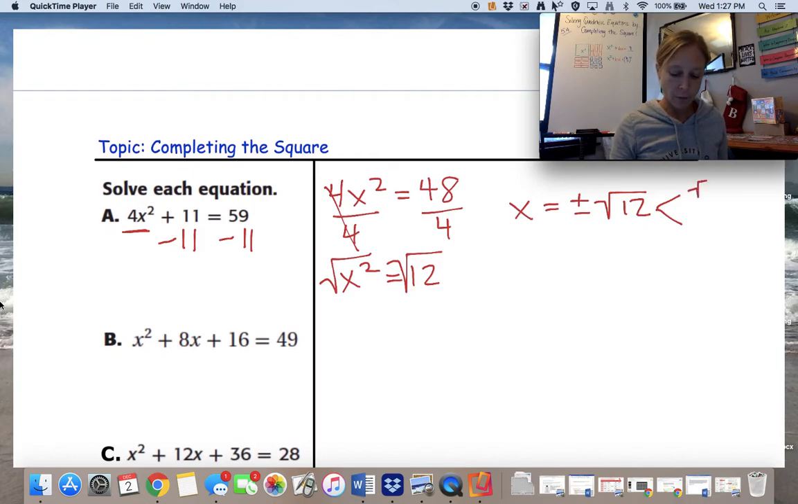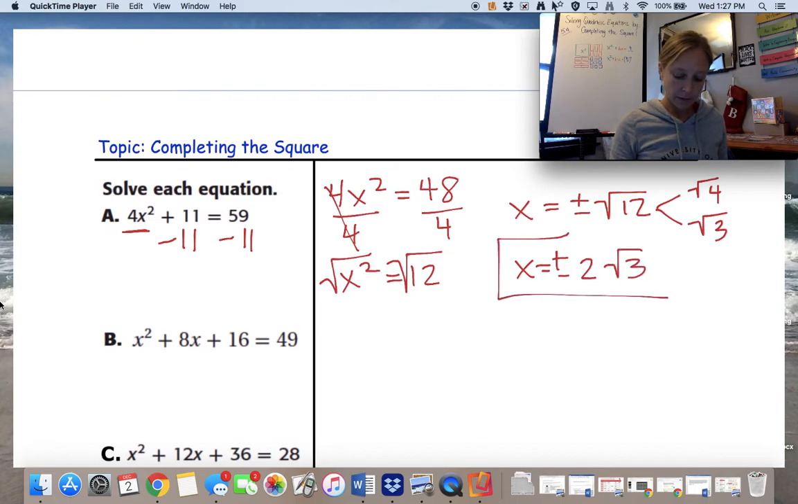Well, I know that 4 times 3 is equal to 12, and 4 is a perfect square. So I'm going to simplify my answer to be x equals plus or minus the square root of 4 is 2, and then the square root of 3 remains as it is. So this is the best answer. Let's do a few more.